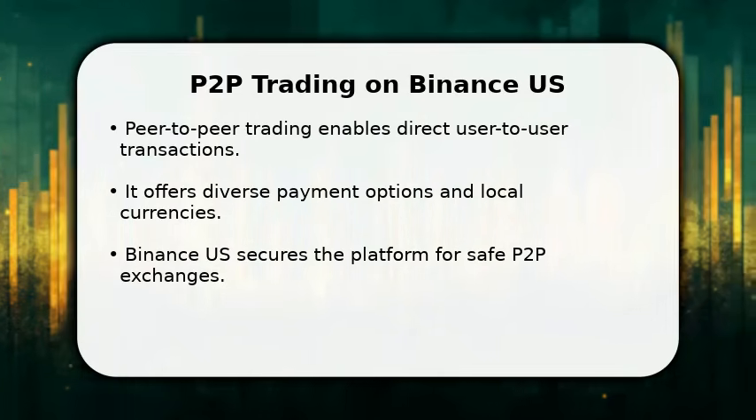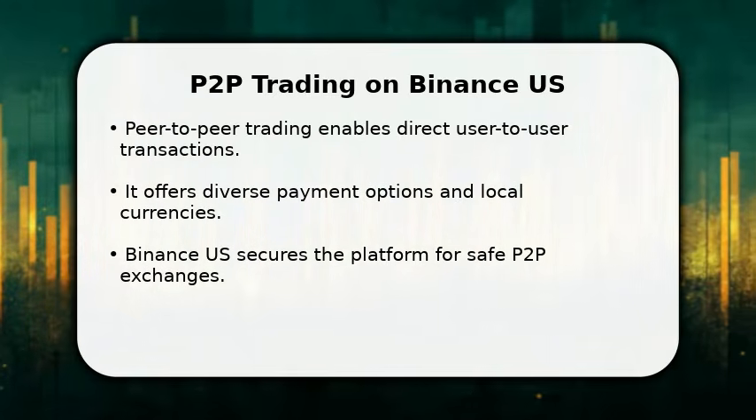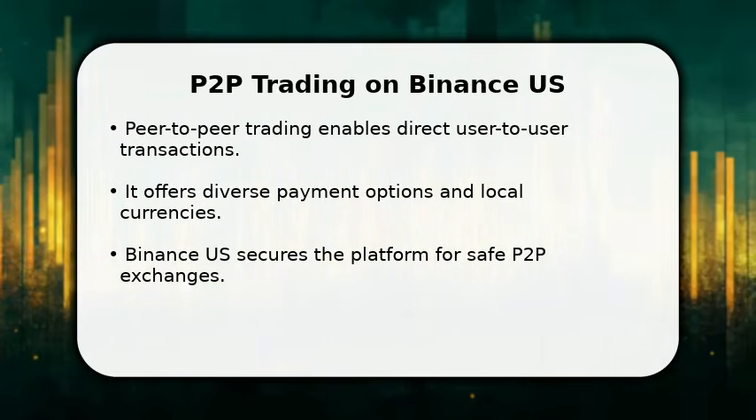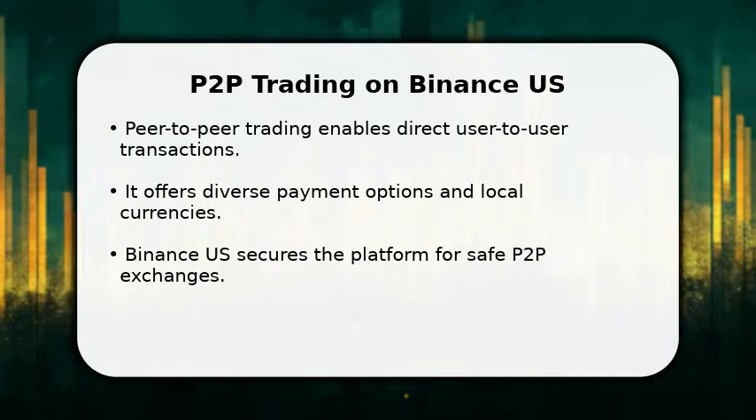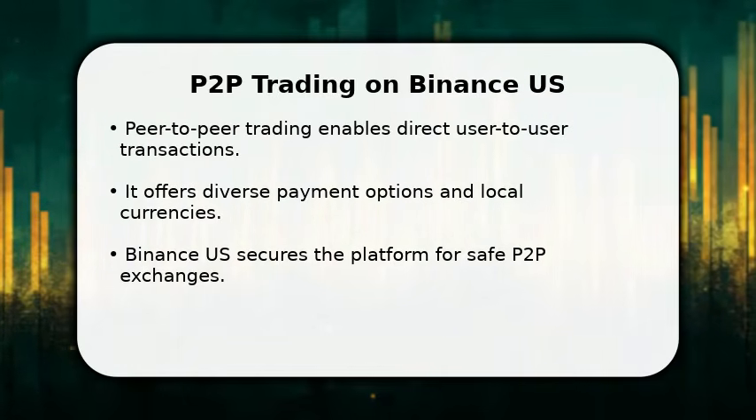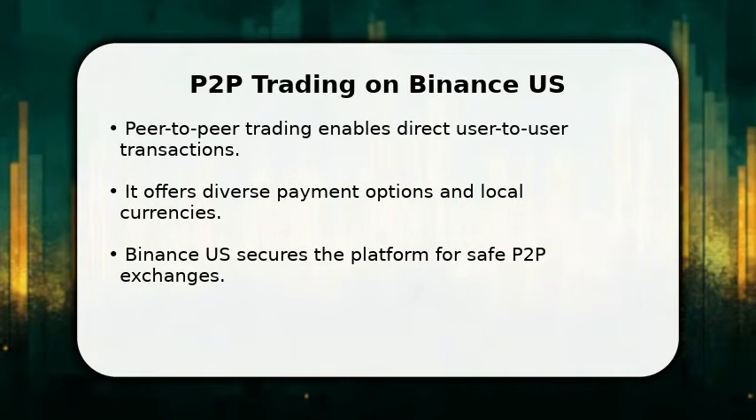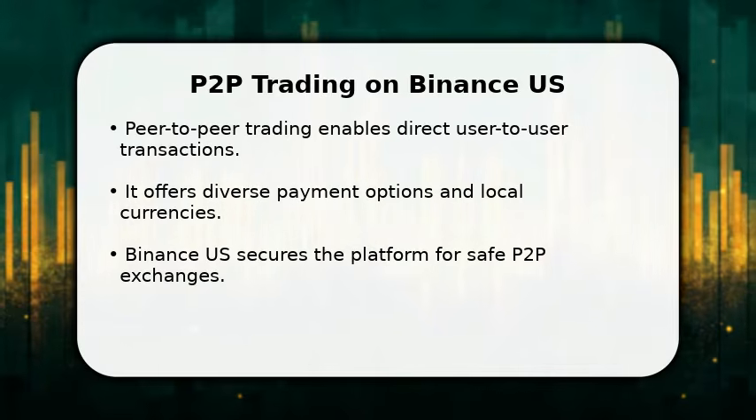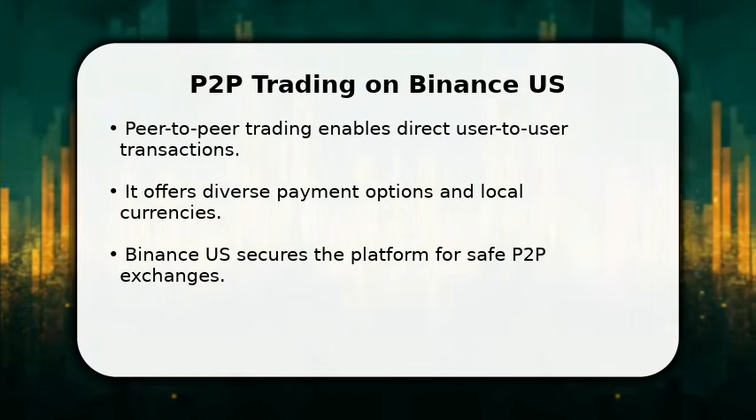Enjoy the video. In this video, I will explain how to use P2P on Binance US. Peer-to-peer trading allows you to buy and sell cryptocurrencies directly with other users, offering great flexibility. This method supports a wide range of payment options and local currencies, making it accessible for many individuals. Binance US provides a secure environment, holding funds in escrow to protect both buyers and sellers throughout the entire transaction process, ensuring peace of mind.